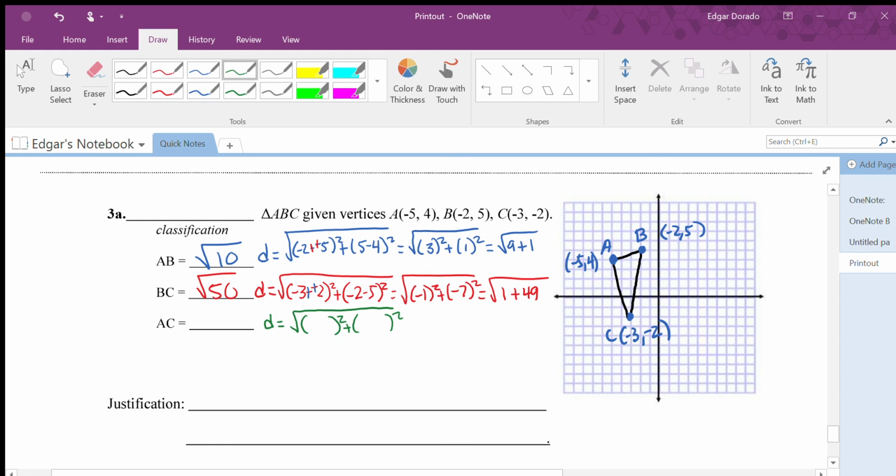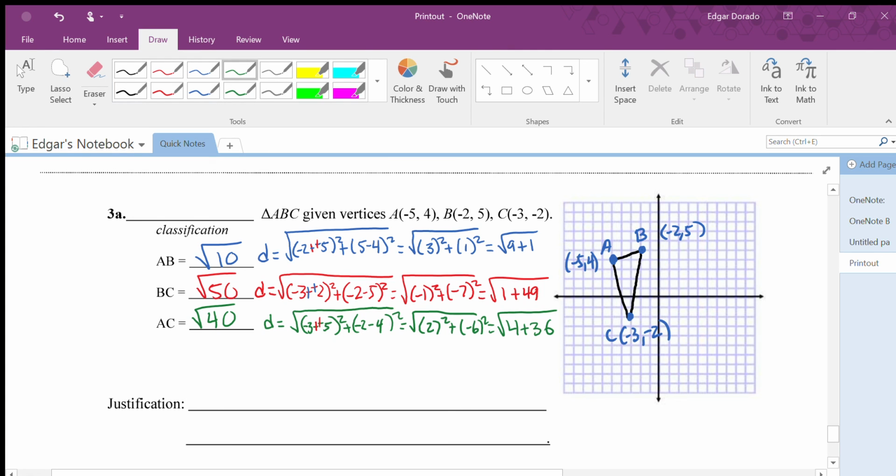All right, let's see, what is AC? So this is going to be -3 minus -5, and then -2 minus 4. In other words, once again, double negative here, so it's going to go positive. So this is negative 3 plus 5 gives me a positive 2 squared, plus negative 2 minus 4 is a negative 6 squared. 2 squared is 4, negative 6 squared is 36. Add those two up, I get square root of 40.